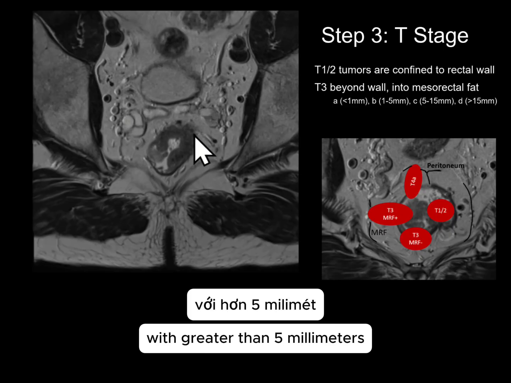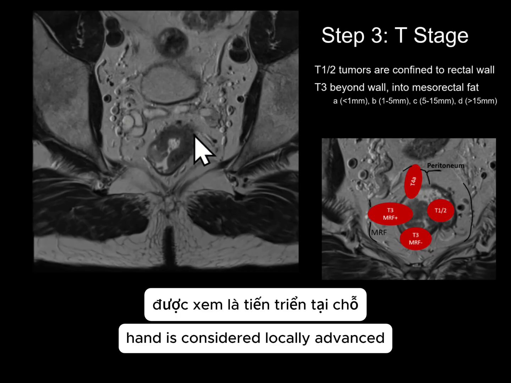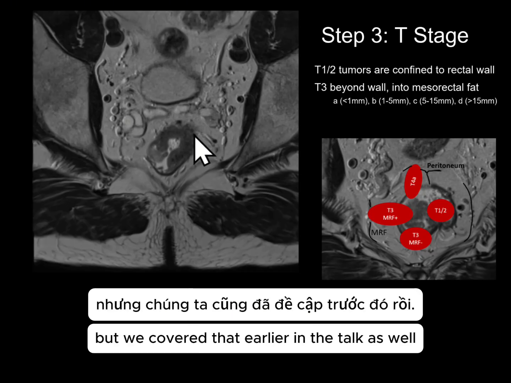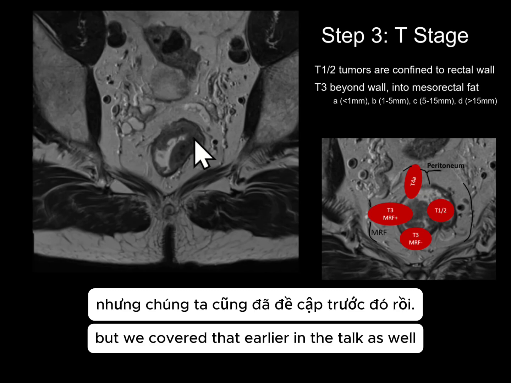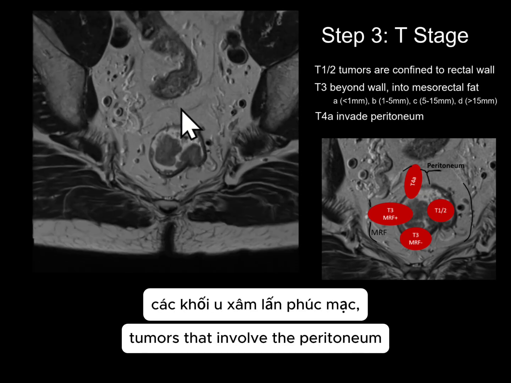T3C tumors with greater than 5 millimeters of extramural extension, on the other hand, are considered locally advanced and will most commonly receive neoadjuvant therapy, but we covered that earlier in the talk as well. T4A disease is reserved for tumors that involve the peritoneum.